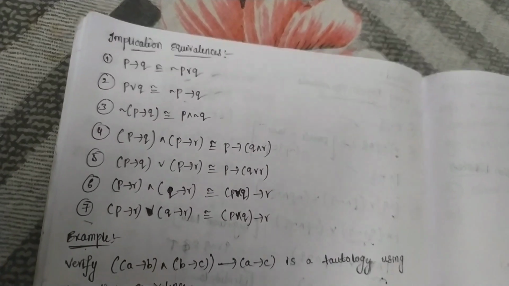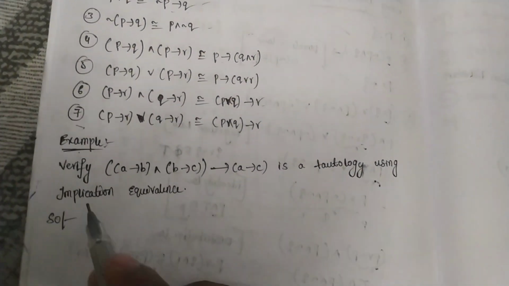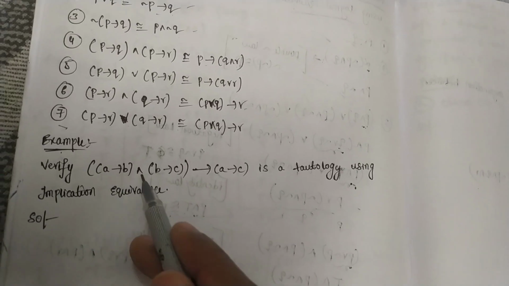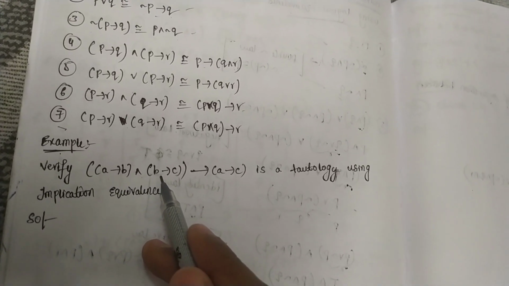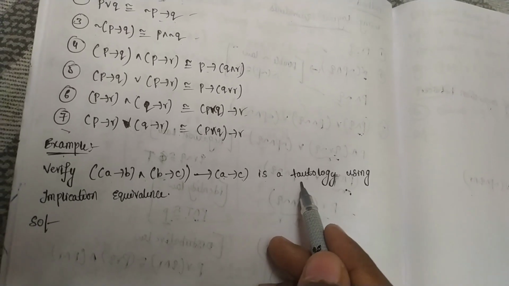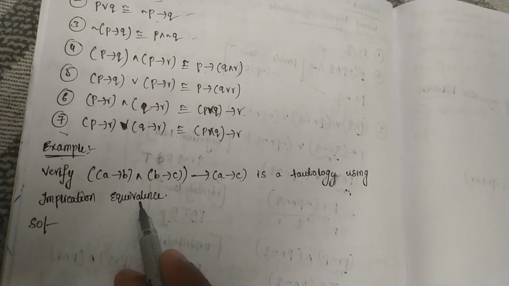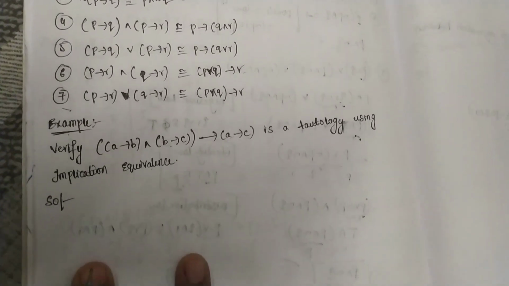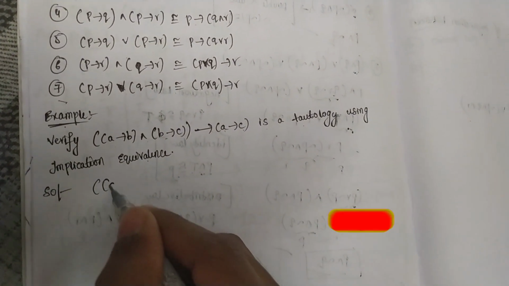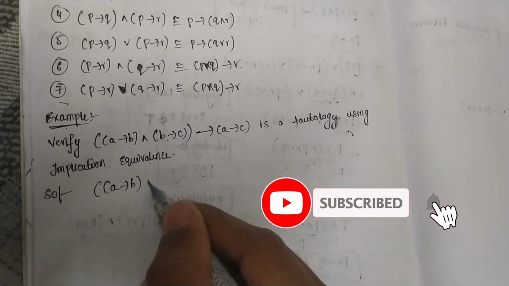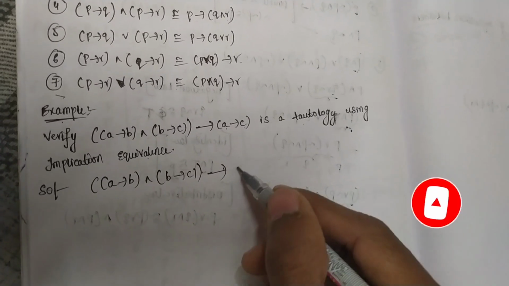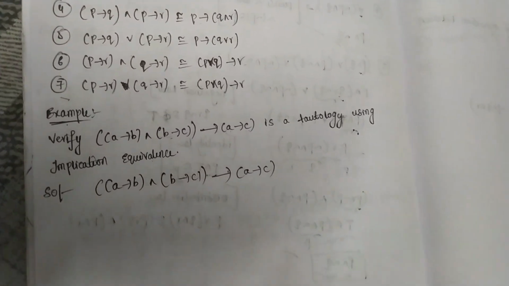Okay, so let us take an example. Verify that A implies B and B implies C implies A implies C is a tautology using implication equivalence. So, given that, let us start the problem: A implies B and B implies C implies A implies C.